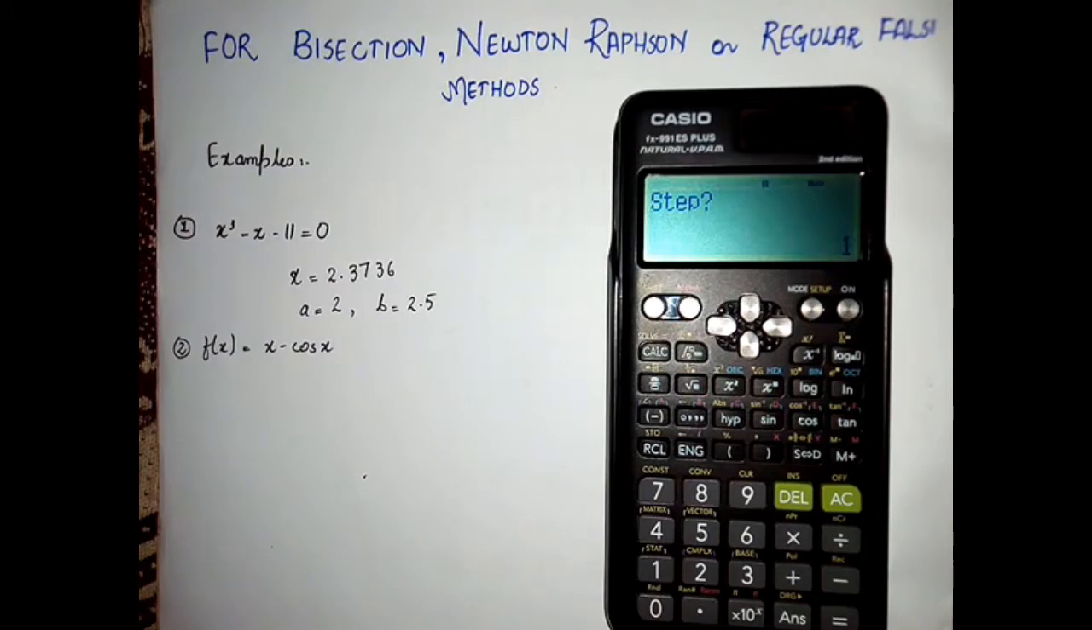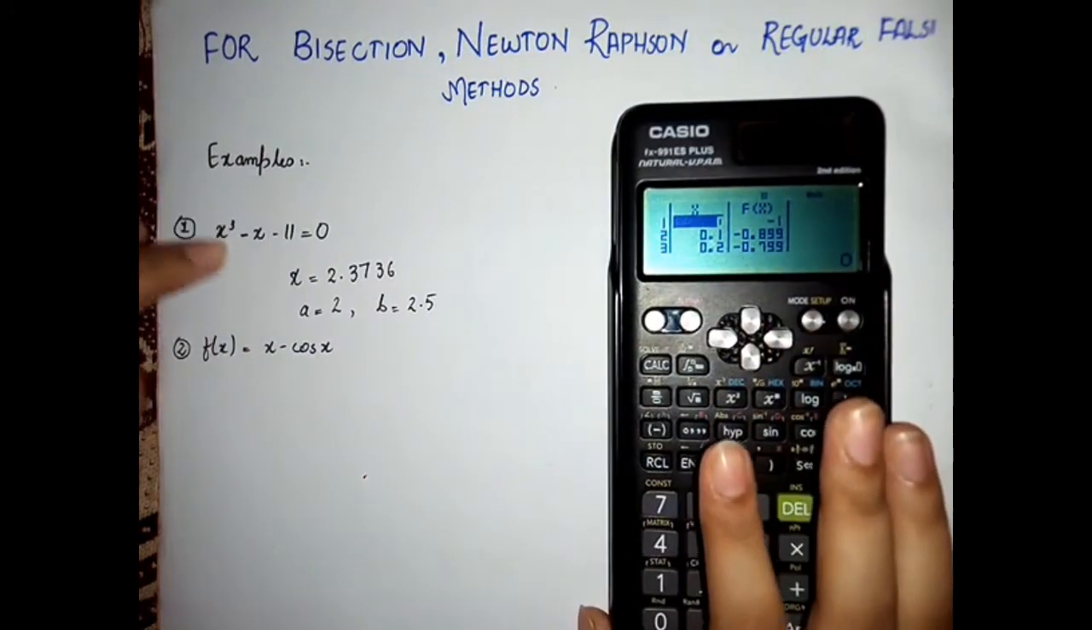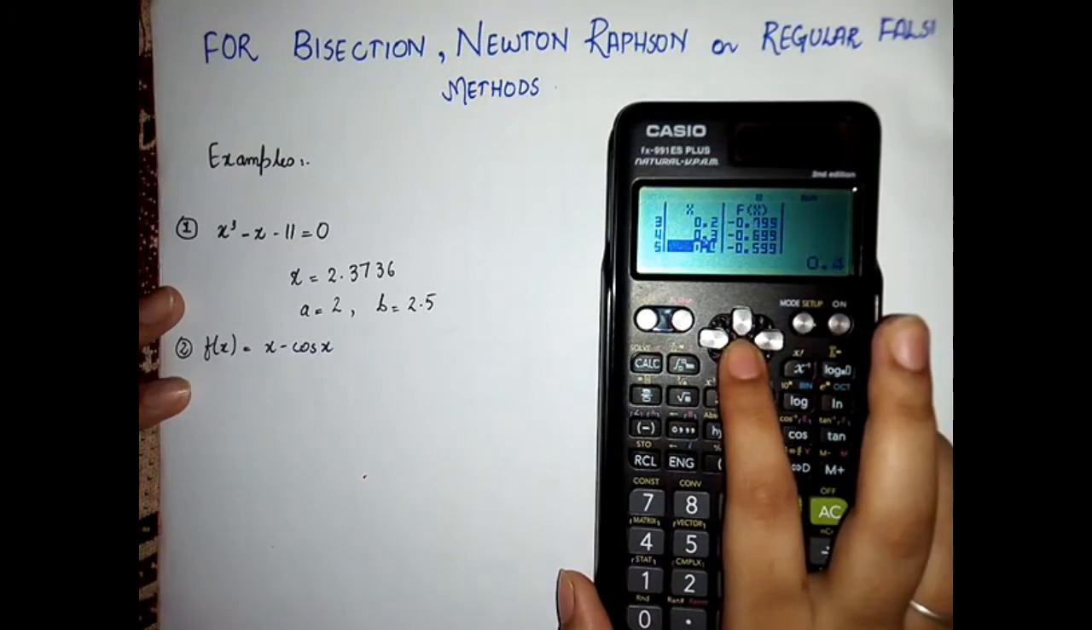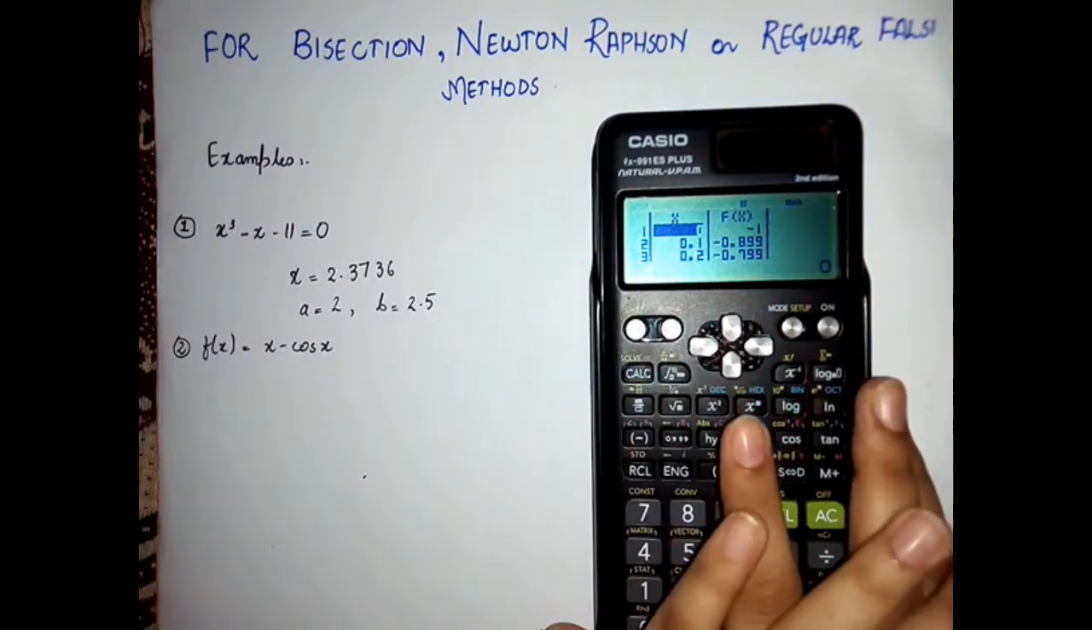Step means increment. From 0, after 0, which value I want. For example, I want 0, 0.1, 0.2, 0.3, means I want the increment of 0.1. Difference between two values should be 0.1. So, for example, I am entering 0.1. Now see, it has completely made the table of 0, 0.1, 0.2 values. See, isn't it? It has given the complete table from 0 to 1.